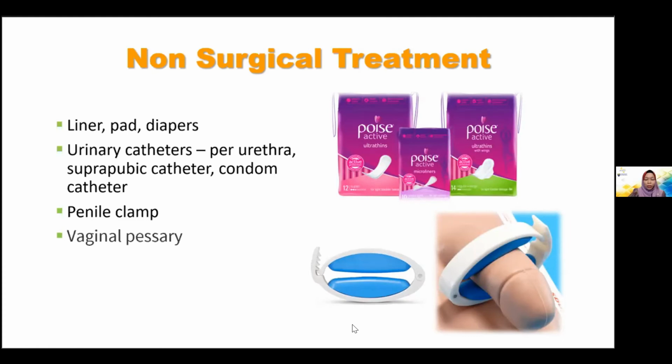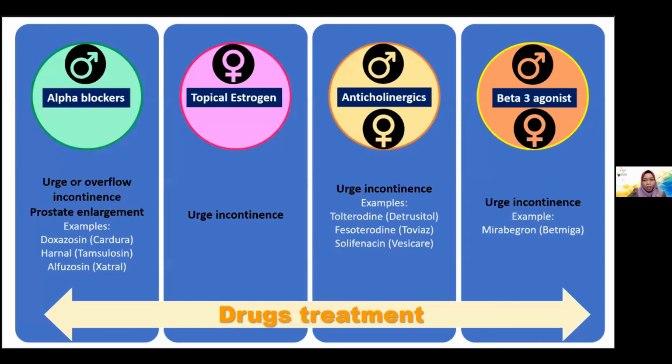And also a vaginal pessary, inserted by the gynecology colleague, the obstetrician. It can also help patients who have a certain amount of pelvic organ prolapse causing urinary incontinence. Okay, drug treatment. Alpha blockers, topical estrogen, anticholinergics, and beta-3 agonists are a few drugs that can be prescribed to the patient to reduce the bothersome symptoms of urinary incontinence.